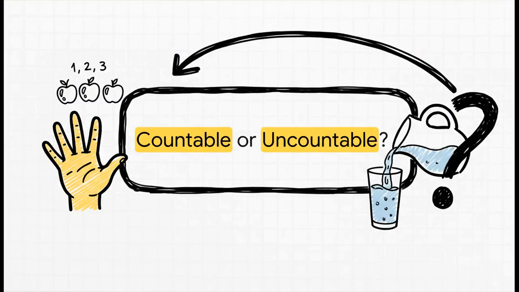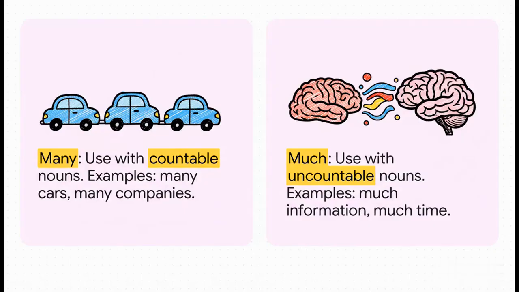Here we go. Rule number 1, and this is the big one. The quantifier you need to choose depends completely on the noun that comes after it. So you just have to ask yourself one question. Can I count this thing? Is this noun countable or uncountable? So, let's look at our first pair, many and much. The rule here is crystal clear. We use many for things we can actually count. One car, two cars, many cars. And we use much for stuff we can't count, like information or time. You can't say one information or two times, right?